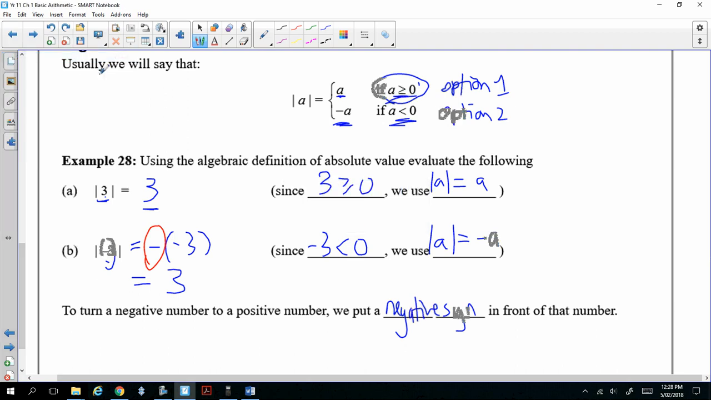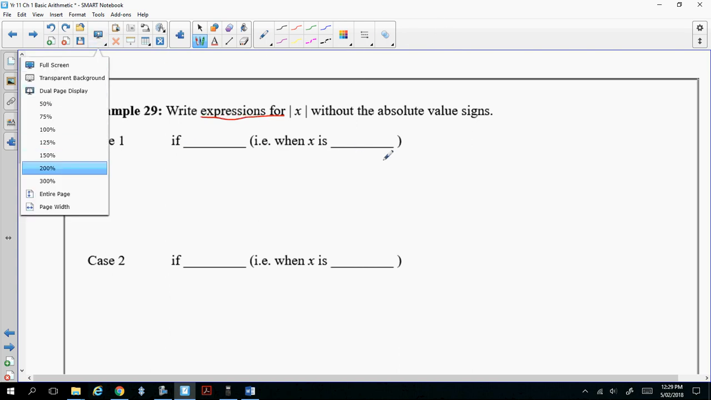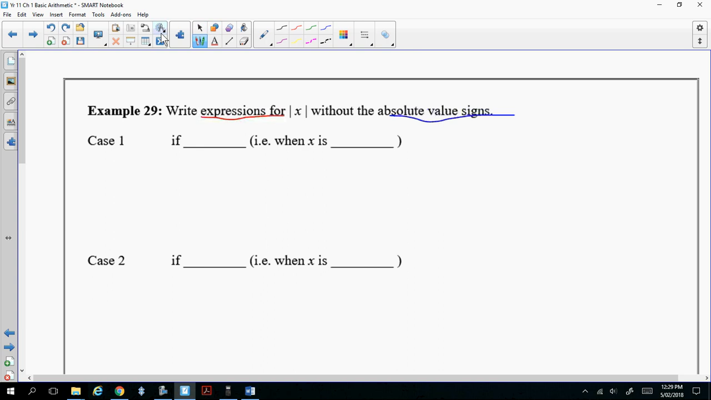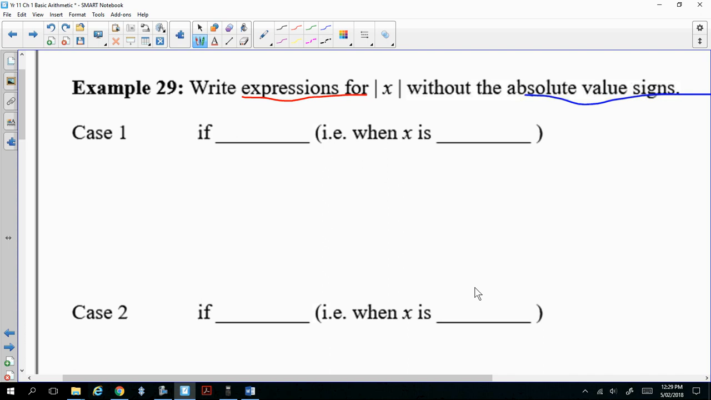Next page. We're going to write expressions. So in the homework, in the textbook, they ask you to write expressions for absolute value of x without the absolute value sign. Okay? So let's do case 1. Case 1 is if x is positive, or bigger than or equal to 0, we're going to write absolute value x equals x, right? So if x is positive, it's just equal to itself, you don't do anything to it. That's case 1.